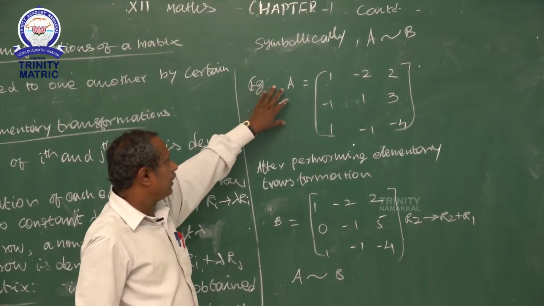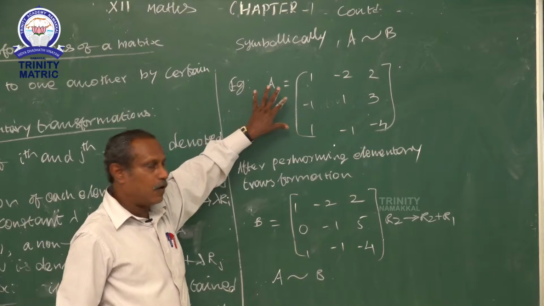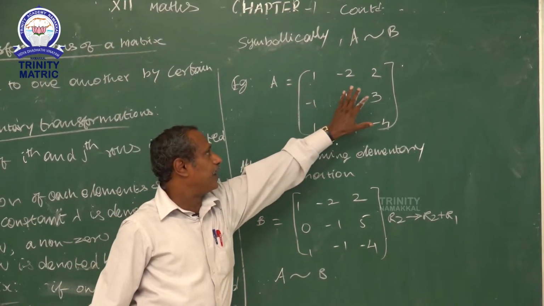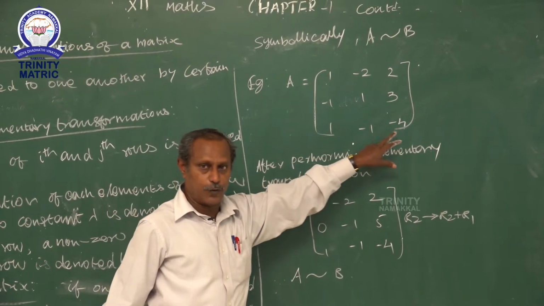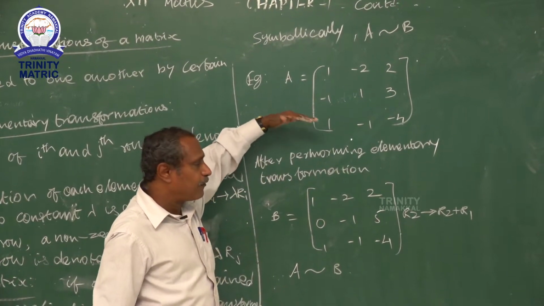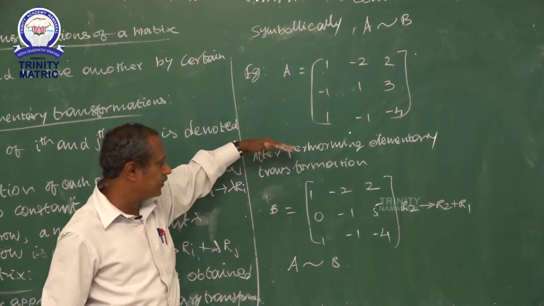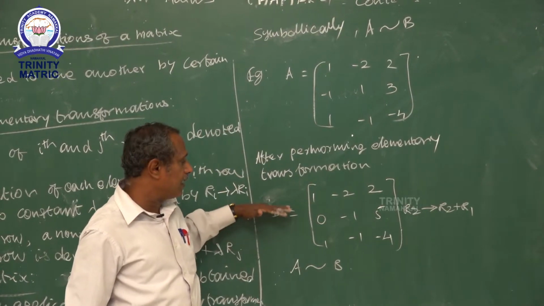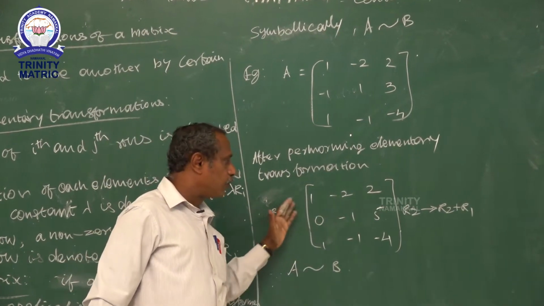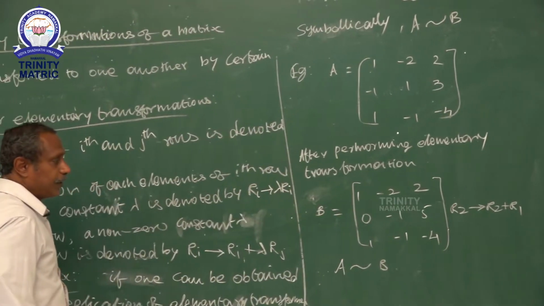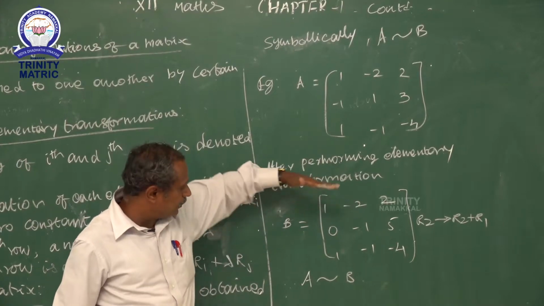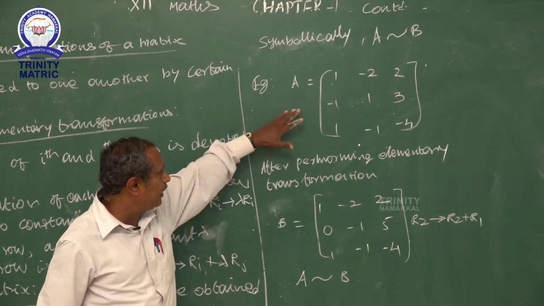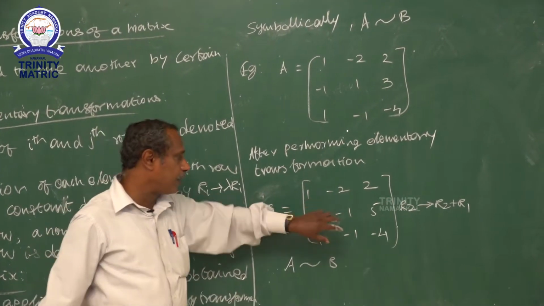For example, there is a 3 by 3 matrix A: 1, minus 2, 2, minus 1, 1, 3, 1, minus 4, 4, 4. After performing some elementary transformations, we can get a matrix like this. Because we already know how to perform the operations, we get this matrix. These two matrices are equivalent matrices. So how do we get this?